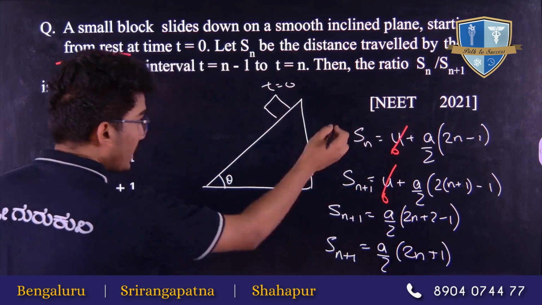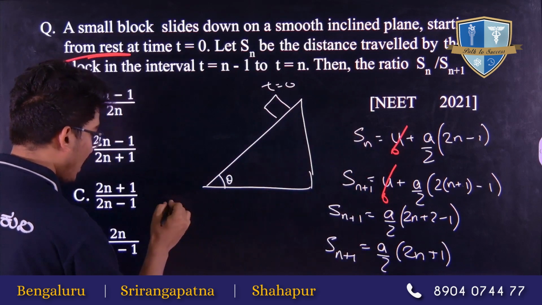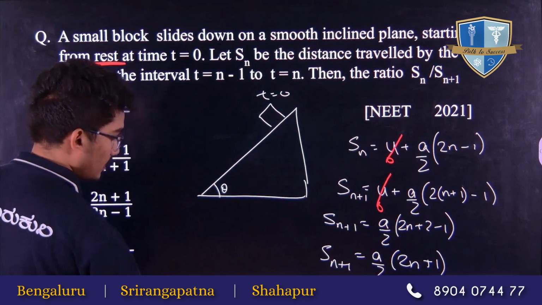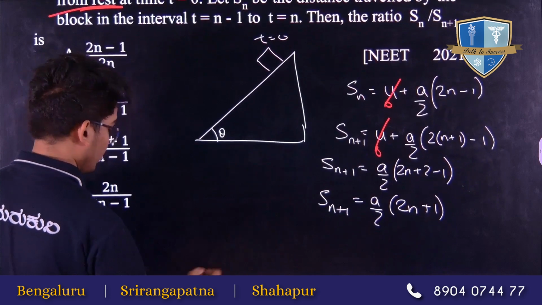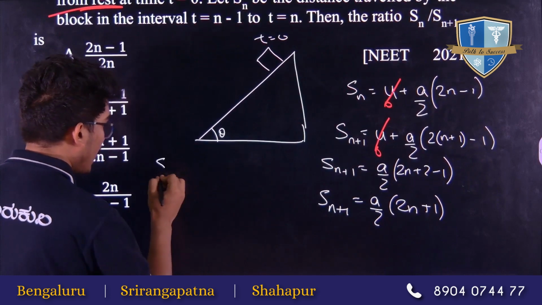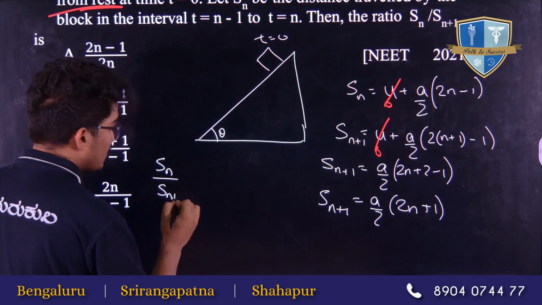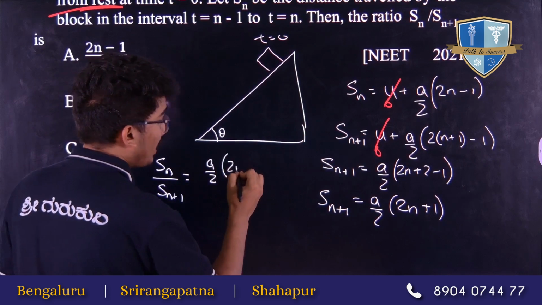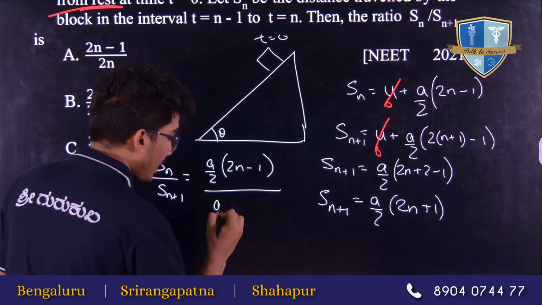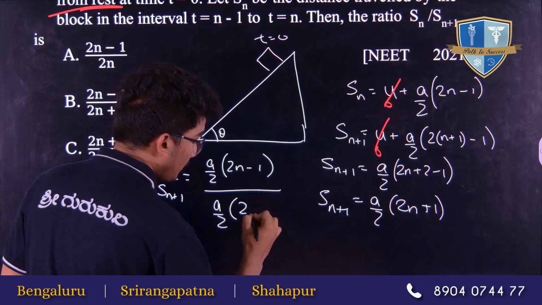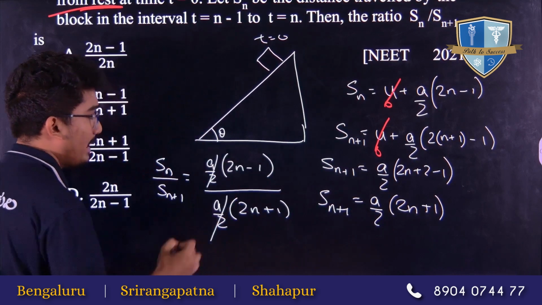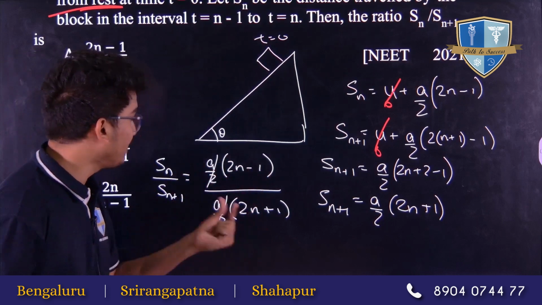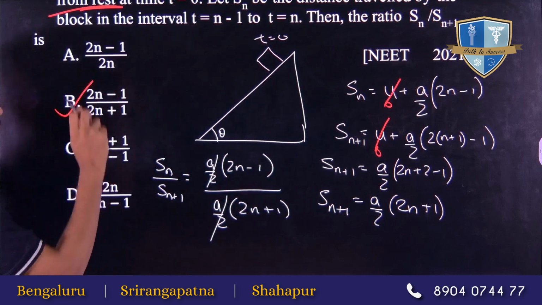Now we need the ratio of these two. So we need Sn divided by Sn plus 1. It is equals to a by 2 into 2n minus 1 divided by a by 2 into 2n plus 1. So a by 2 cancels out, and we get 2n minus 1 divided by 2n plus 1. Option B is the correct answer.